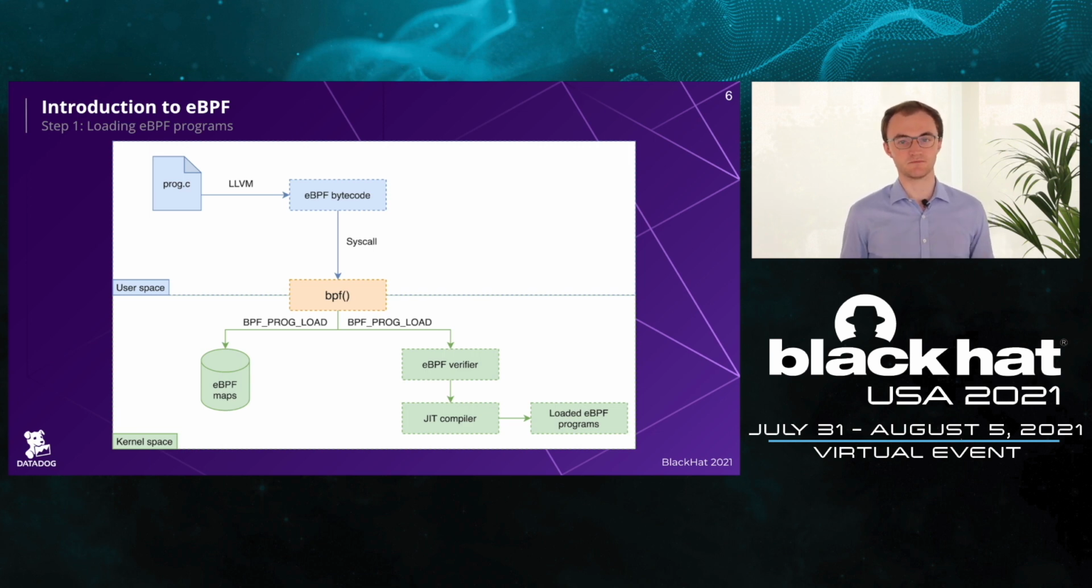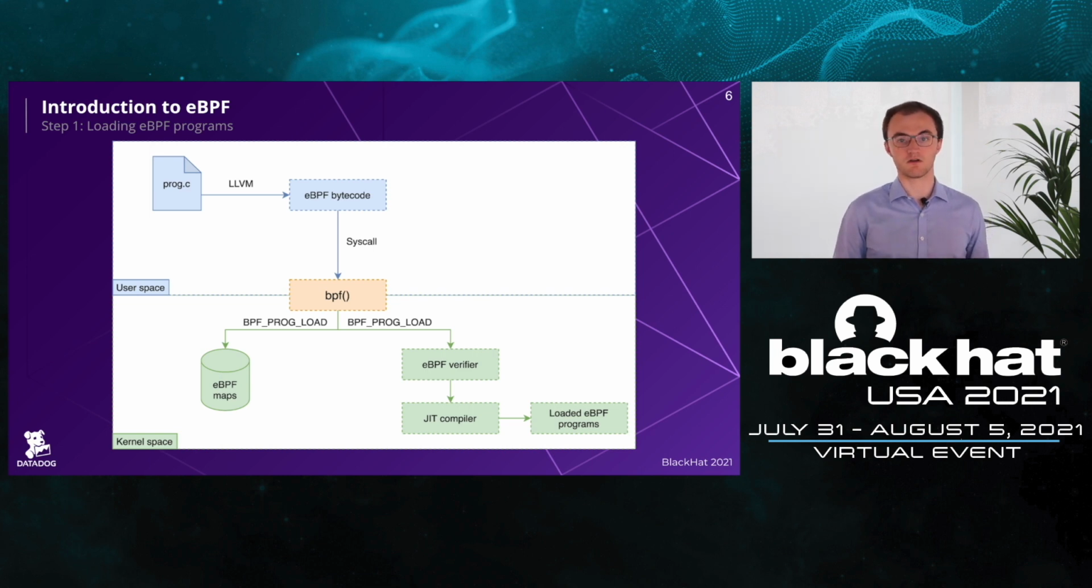Once you have your C program, you can use LLVM to generate eBPF bytecode, which you can then load into the kernel with the BPF syscall. eBPF programs are really made of two things. The first thing is eBPF maps, and then you have the actual eBPF programs. There are a lot of different eBPF maps, so all you need to know is that they are the only way to persist data generated by your eBPF programs. Similarly, there are many different types of program, and each program type has its own use case.